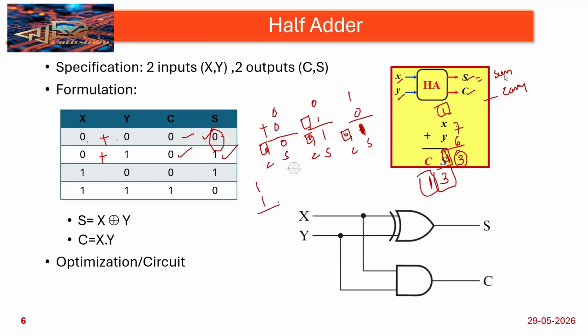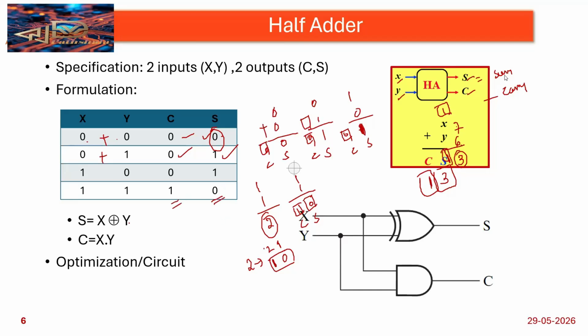But 1 plus 1 means 2 in decimal value. But how can we write 2 in binary format? The binary value of 2 is 1 and 0, that means 1 and 0 we are taking. So when we add 1 plus 1, sum is 0 and carry is 1 here. Got my point? So that is the reason sum is 0, carry is 1.